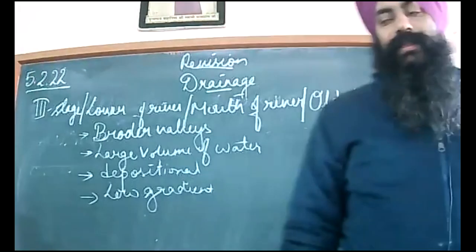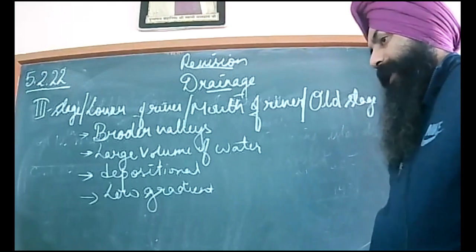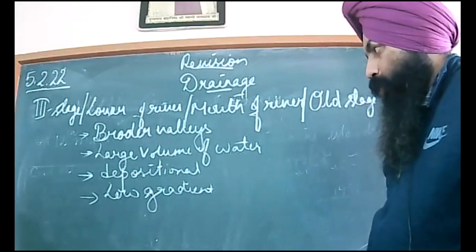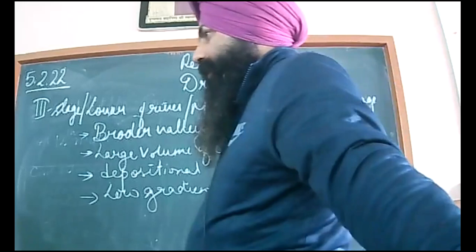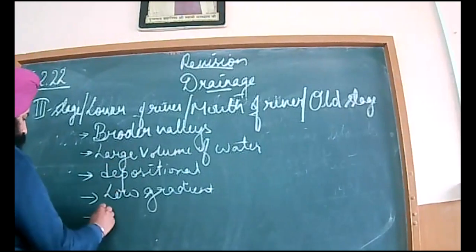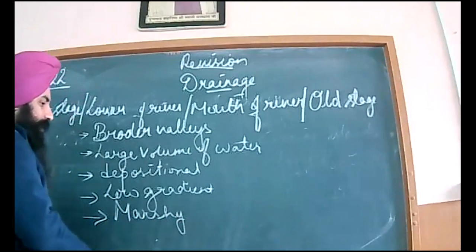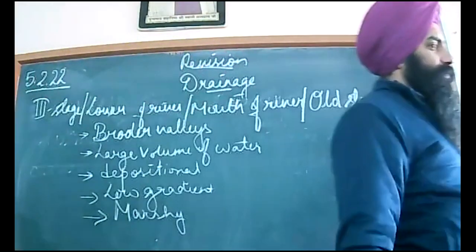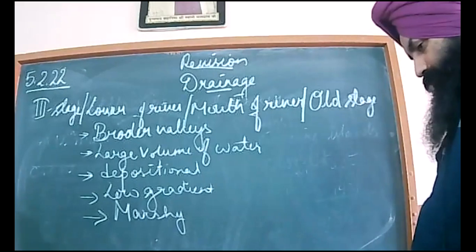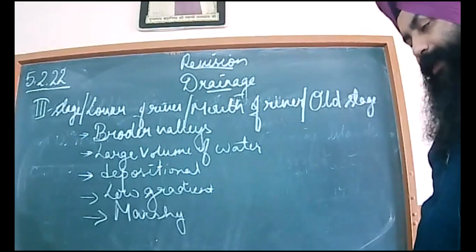The river can't carry the sediments to the sea or ocean due to the negligible slope. The slope is almost equivalent to the mean sea level. In that state of low gradient, it starts to deposit the sediments, due to which marshy lands come into existence. Due to the presence of saline seawater, these regions are rich in marshy lands. Clear?